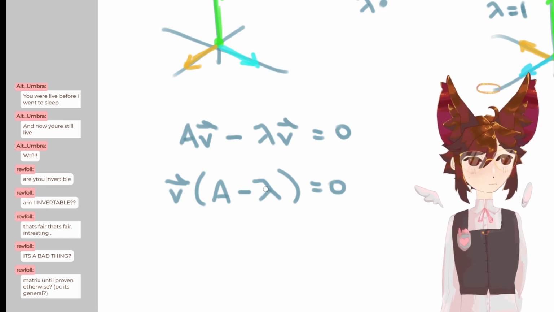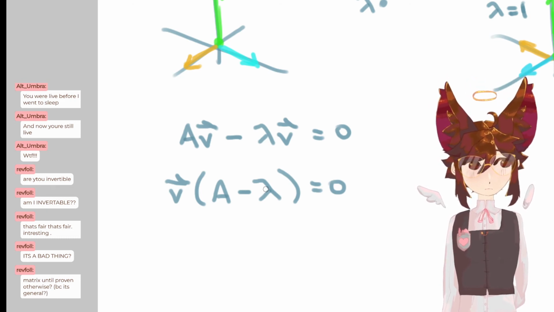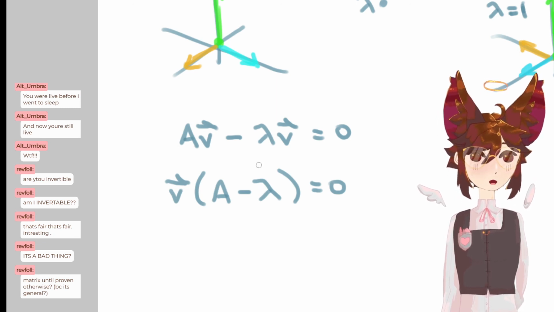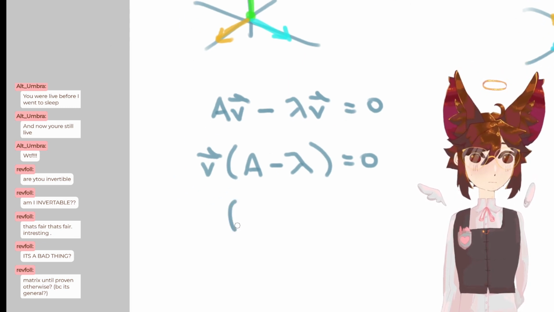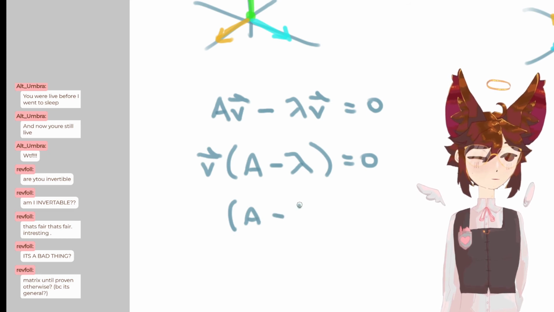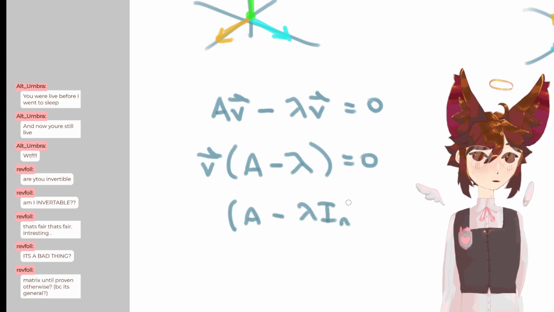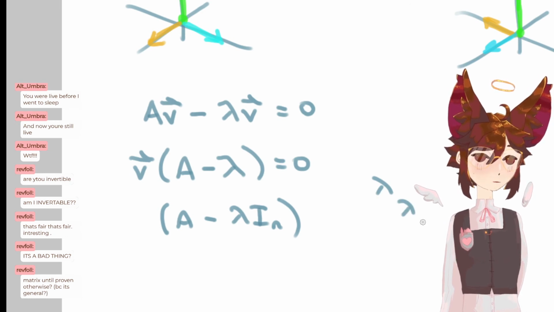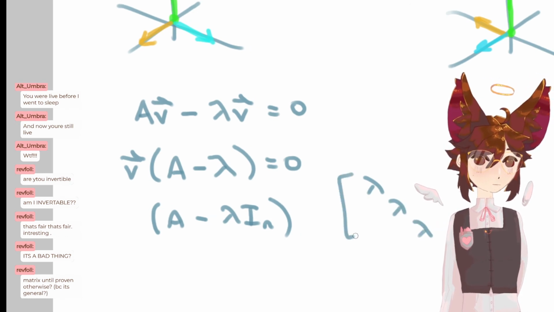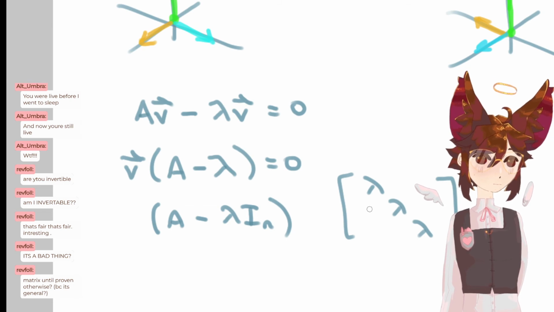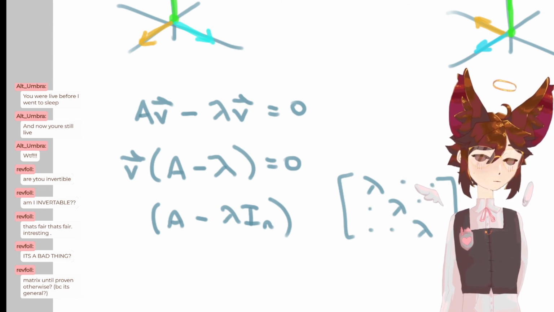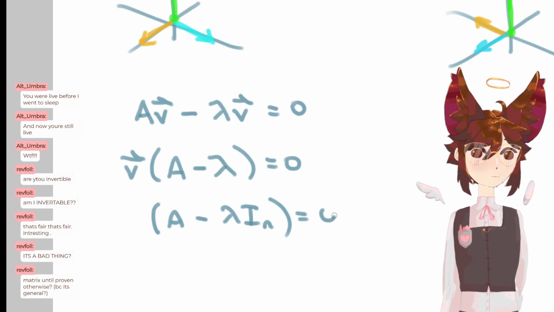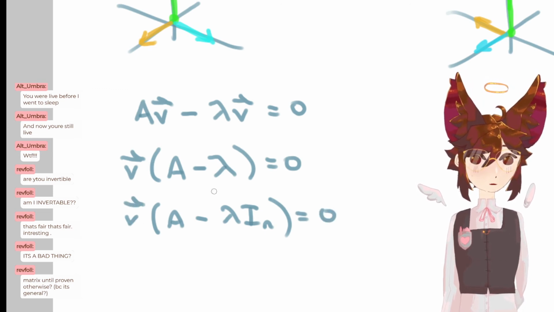But remember when I said the identity matrix is a tool that we can use to turn constants into matrices. Let's just put lambda times the identity matrix. So what we've just done is put lambdas on the diagonal of the identity matrix, and these are all zeros. So we made it into a matrix, nice, and we've preserved the uniqueness of it.